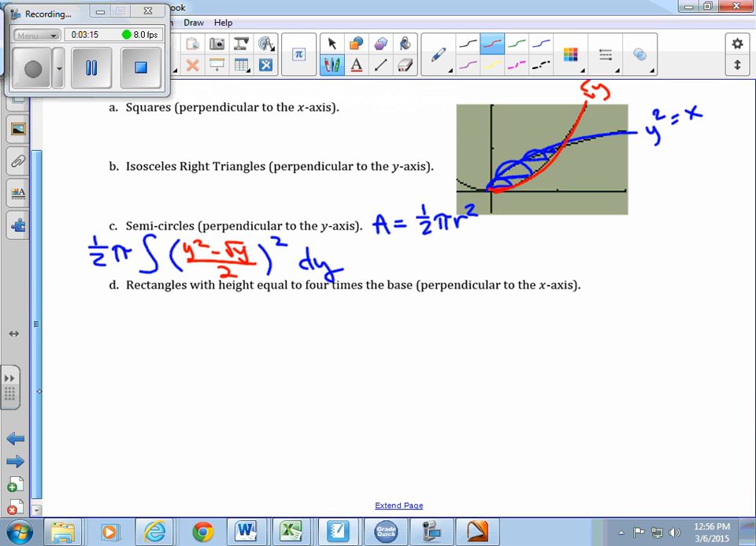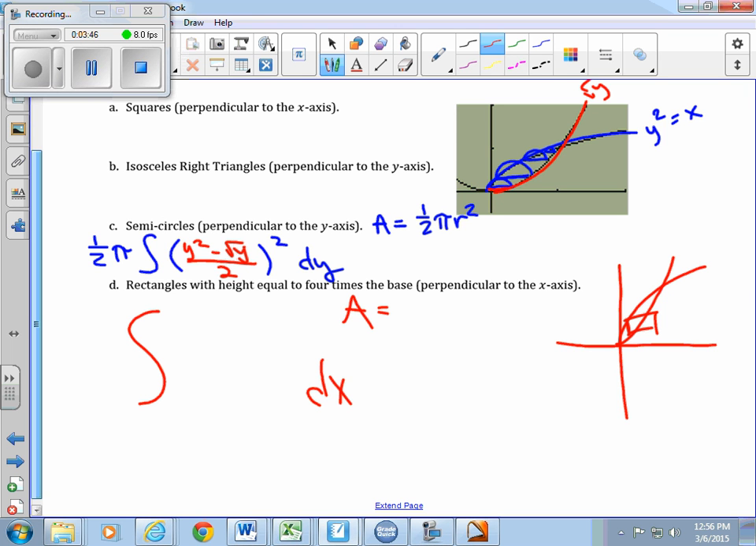Part D. Rectangles with a height equal to 4 times the base perpendicular to the x-axis. I'm going to draw this picture again really quick. Okay, so we are taking this and we are cutting perpendicular to x this time, making rectangles. Because I'm cutting perpendicular to x, what's my integral going to be? Yes. Mental note that. My area of a rectangle, well, normally a rectangle is length times width or base times height or however you want to write that.